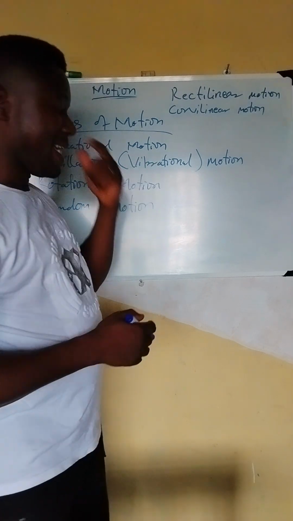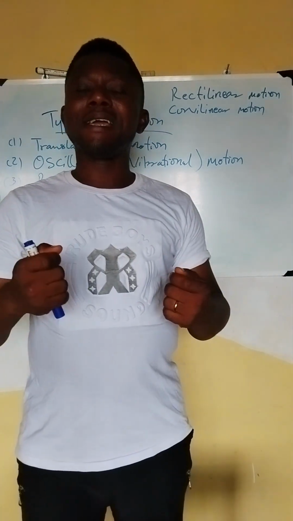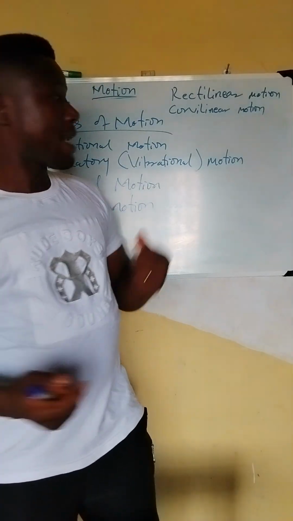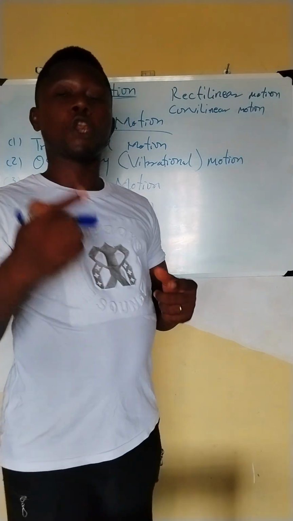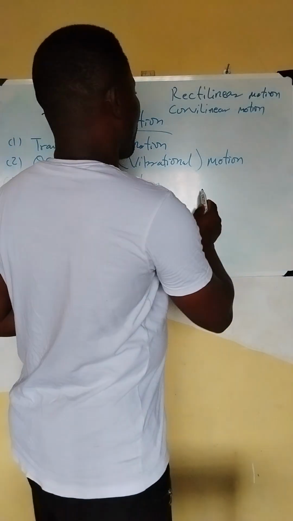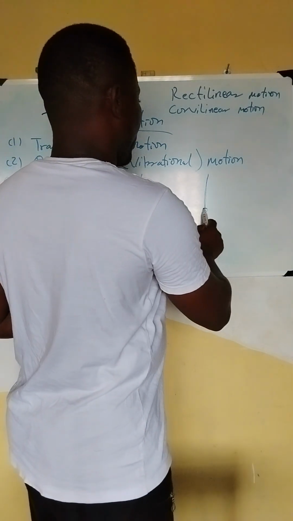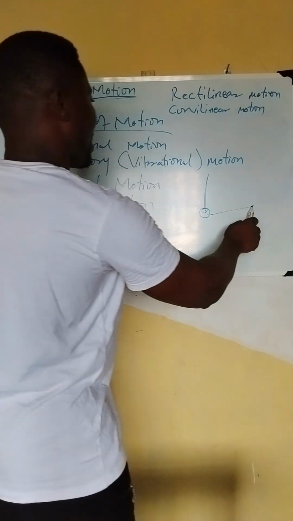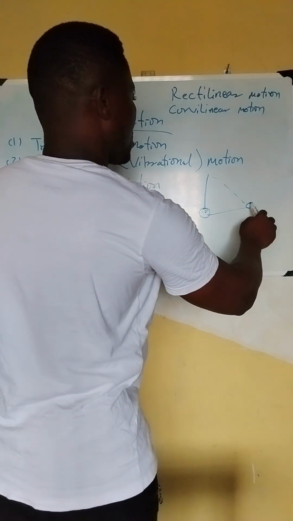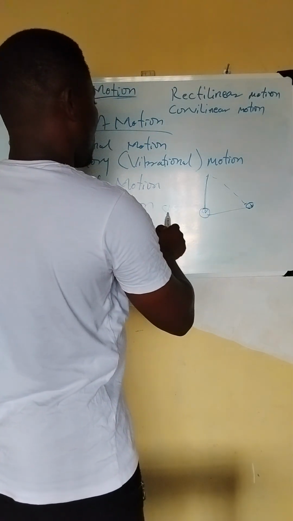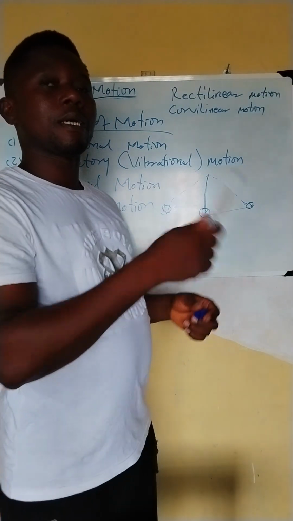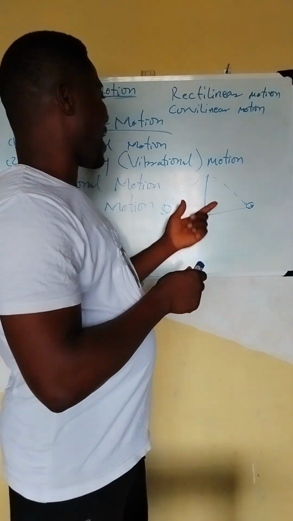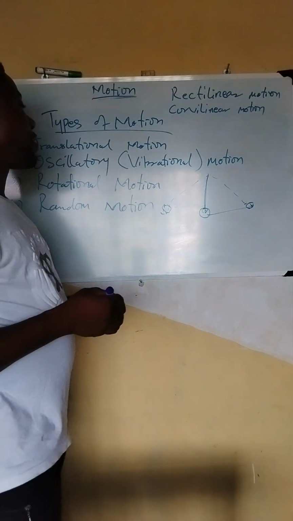Example of this is the vibration of a tuning fork. Then another one is the pendulum of a clock that will move to and fro. You have a pendulum of a clock here, and it moves to this direction and also to this direction. It keeps repeating the movement. So that is what is known as oscillatory motion.